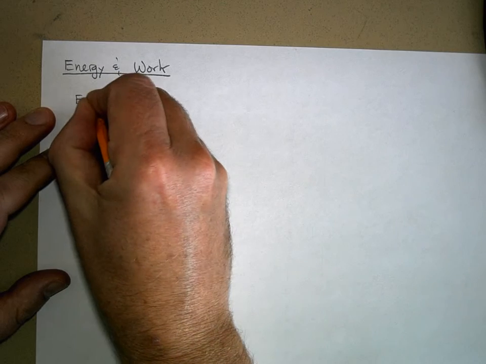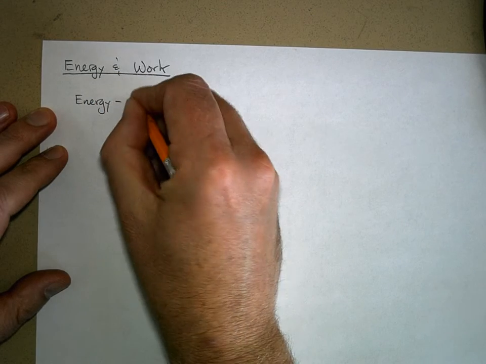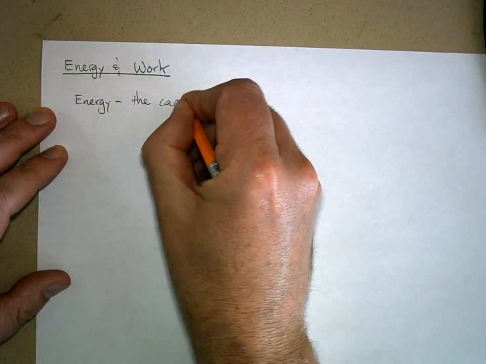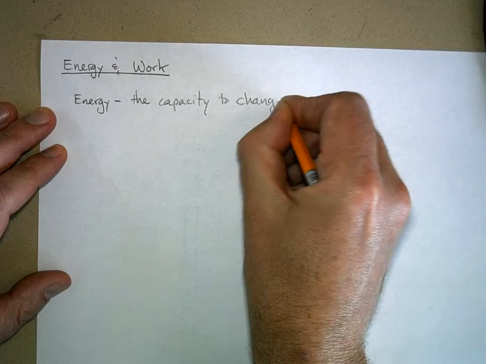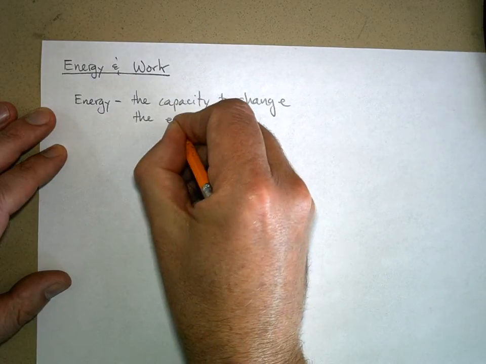Same thing happens in your car, right? You fill up your car with gas, and if you run out of gas, you've run out of that chemical potential energy, and your car can't make changes to the environment anymore, can't move you around. So it's all about that energy. I want you to think about energy as the capacity to change the environment.